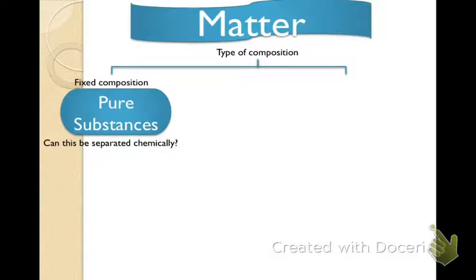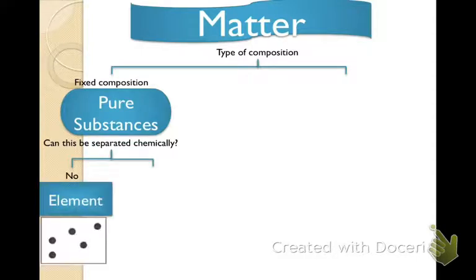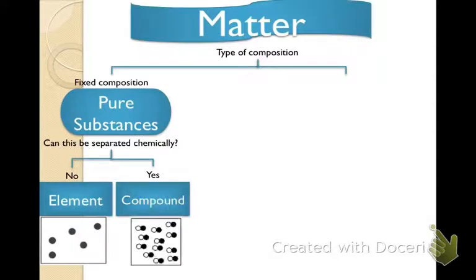From there, we talk about if these substances can be separated chemically. If they cannot be separated chemically, we'll call them elements. And if they can be separated chemically, we'll call them compounds. So here are two particle diagrams. One's of an element, the other's of a compound. For the elements, you'll notice that they have just one type of substance there. There's not anything else, there's only black dots here. In the compounds, we have black and white dots combined together, and they're physically together. So we call them compounds. So those are fixed compositions for pure substances.